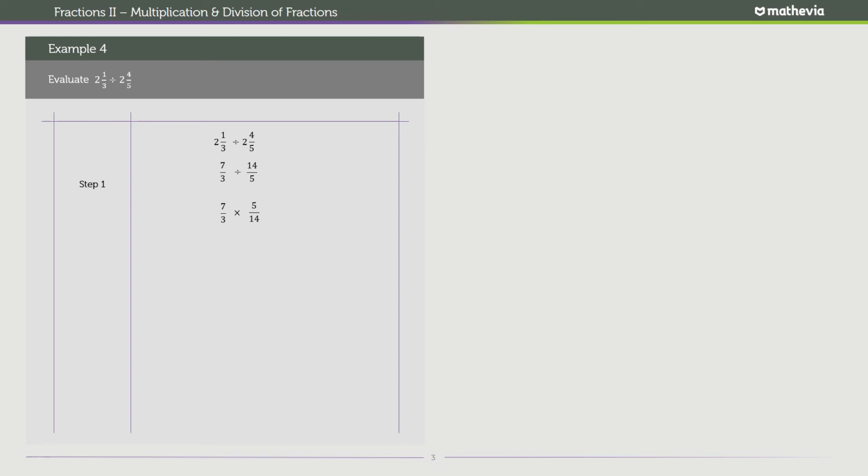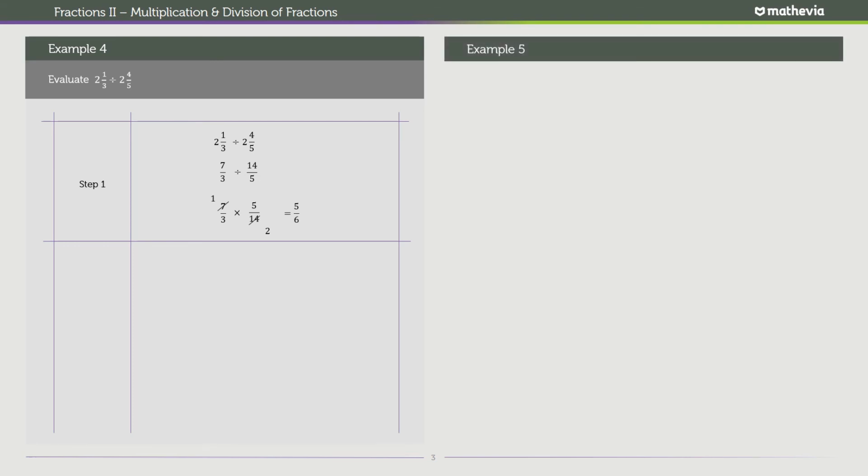And now we look closely. Can we cancel out any numbers? We're looking to multiply now. We can go 7 here, 1, and 7 here, 2. Any other ones? No, we can't cancel anymore. And we just go 1 times 5 is 5, and 3 times 2 is 6. Our answer in this case, quite simply, 5 over 6.